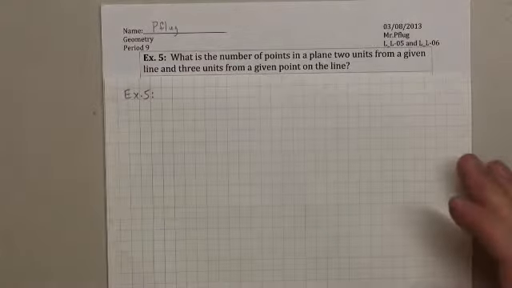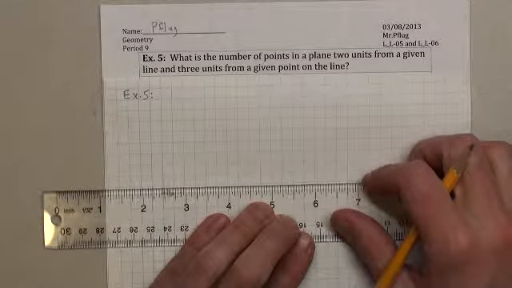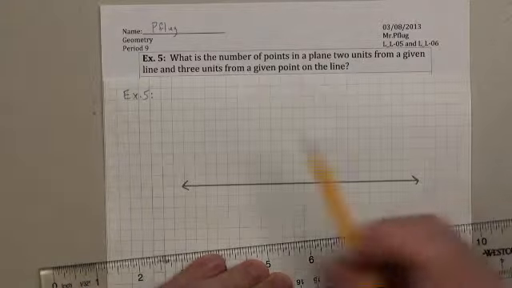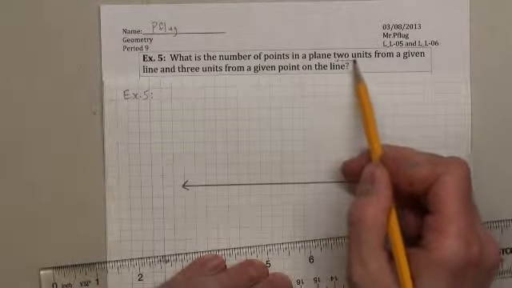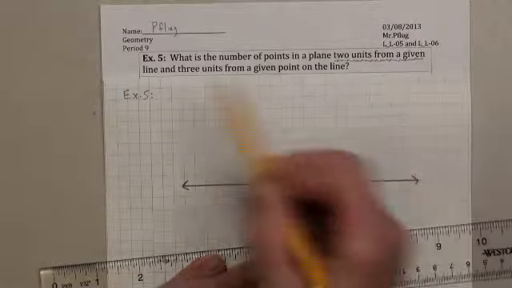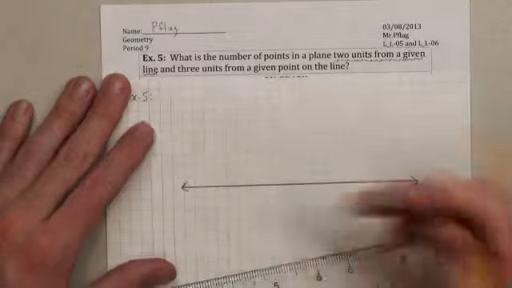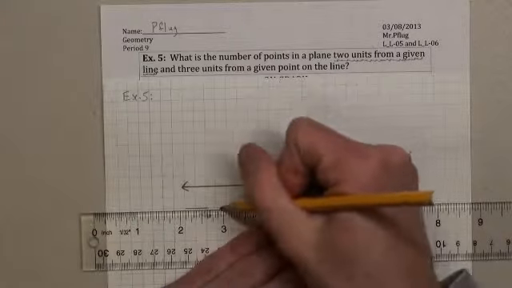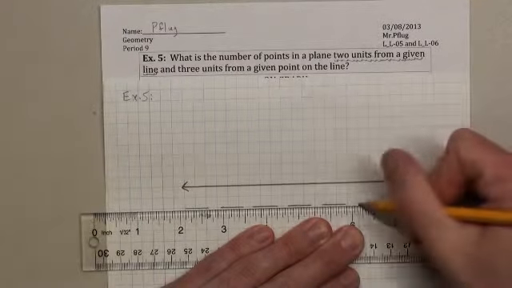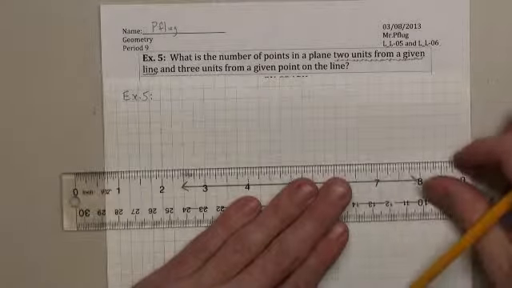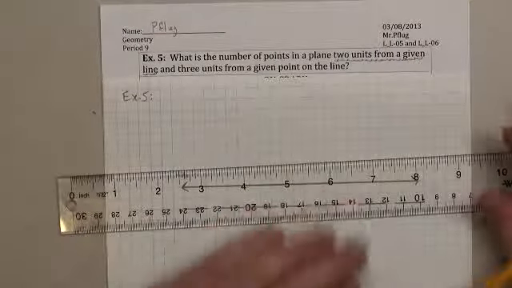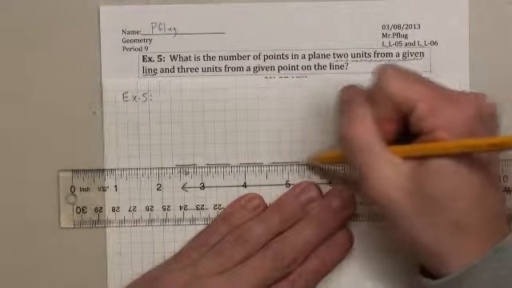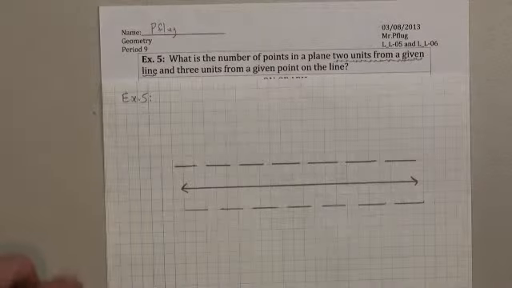It's 2 units from a given line. Alright, so let me draw the given line. That's our given line. 2 units from a given line. That's the first locus. I'm going to go 2 units down. And I'm going to go 2 units up. Okay, that's the first one.